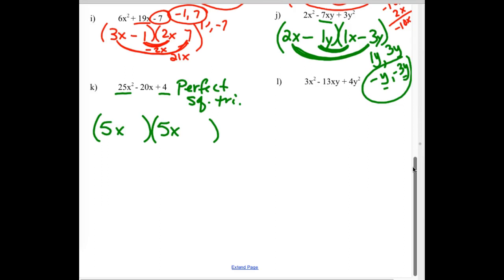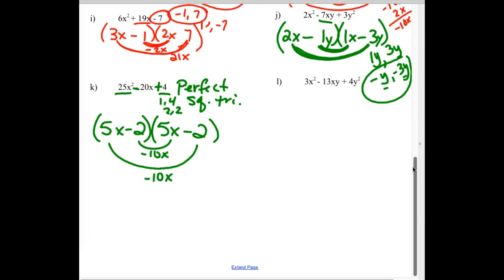To get a 4, I need a 2 and a 2. Again, 1 and 4 is an option, but since I'm noticing that these are perfect squares, I'm going to try the 2 and 2. My last term is positive, but my middle term is negative. The only way for that to work when we're multiplying is to multiply two negatives together to get a positive 4, and then it will add up to a negative in the middle. And checking this, I end up with negative 10x for both inside and outside pieces, which gets me my negative 20x that I was looking for.